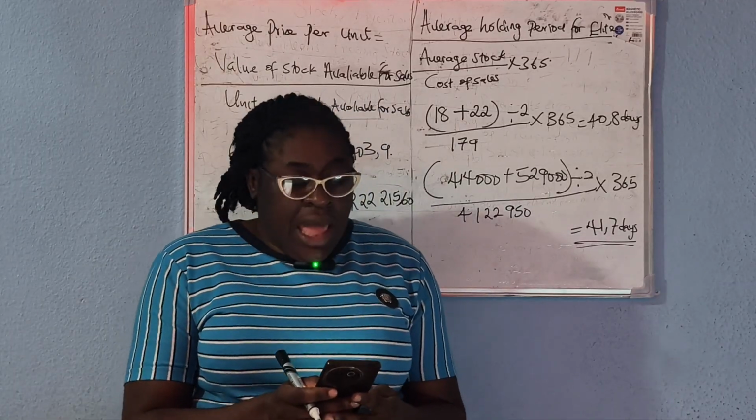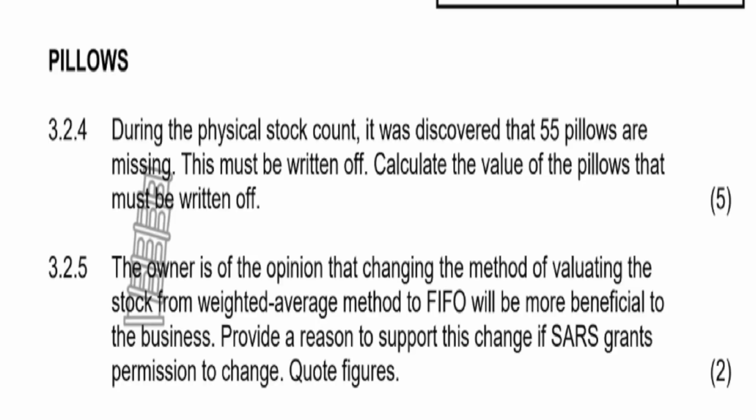So lastly, I am going to look at 3.2.5. The owner is of the opinion that changing the method of valuing the stock from weighted average method to FIFO will be more beneficial to the business. Provide a reason to support this change if SARS grants permission to change. Quote figures. Now, what are you supposed to do here?